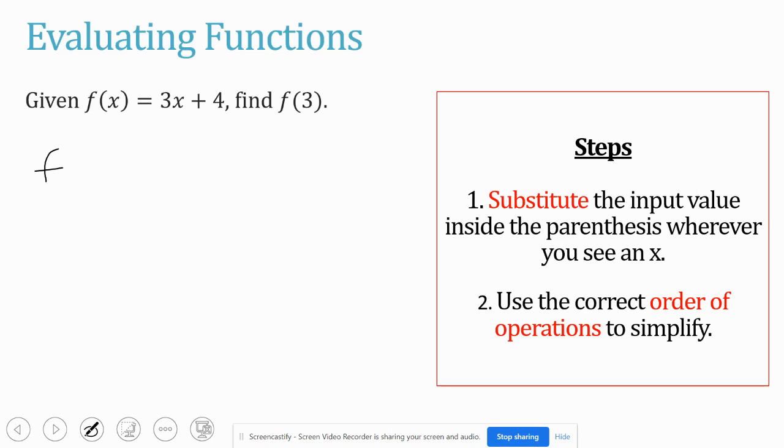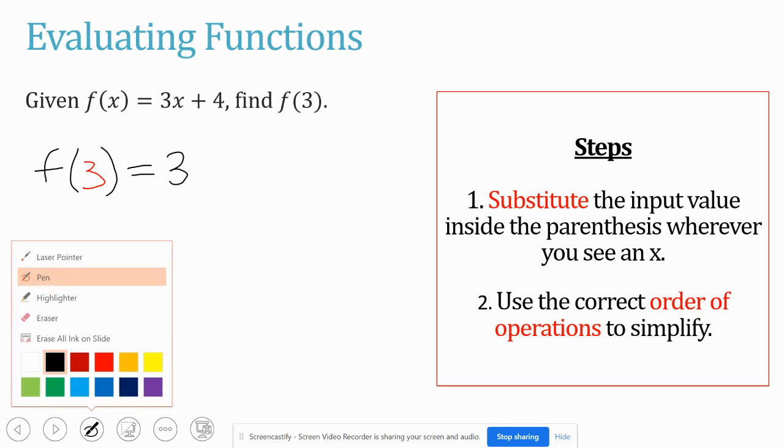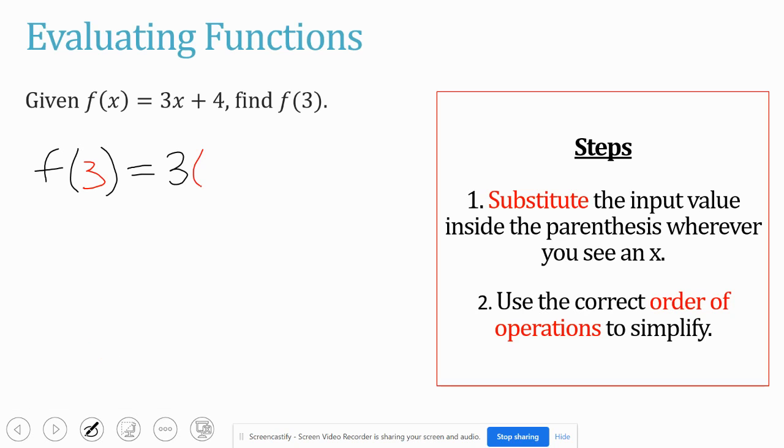So we have f of 3. So I'm going to just write f of 3 is equal to, and then like I said, wherever we see an x, we're going to put a 3 in parentheses. So instead of 3x, we're going to write 3 parentheses 3 plus 4. Basically, what this is saying here is x is equal to 3. So we're taking that 3 and substituting it in for x.